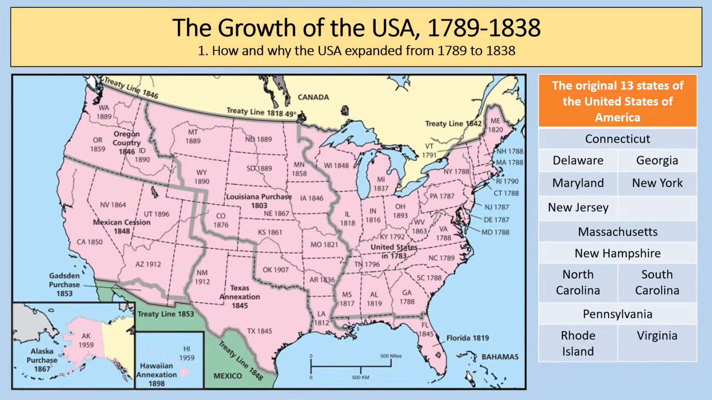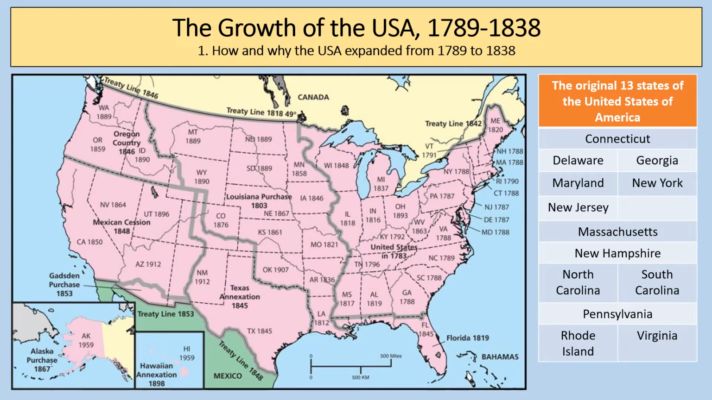Okay, so when the United States began as a country, originally there were 13 states of the United States of America, and it's worth you being able to remember what some of those 13 states were. Sometimes it comes up as the gateway question. So they were Connecticut, Delaware, Georgia, Maryland, New York, New Jersey, Massachusetts, New Hampshire, North Carolina, South Carolina, Pennsylvania, Rhode Island and Virginia. And these states were based in the east of what is now the United States of America, mainly in that northeastern region.